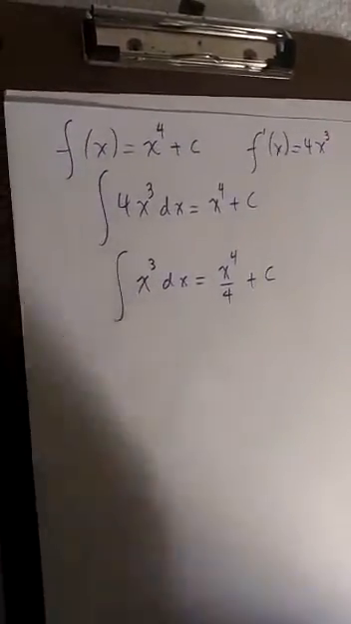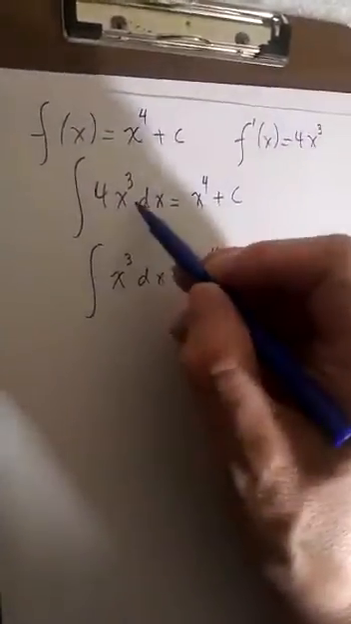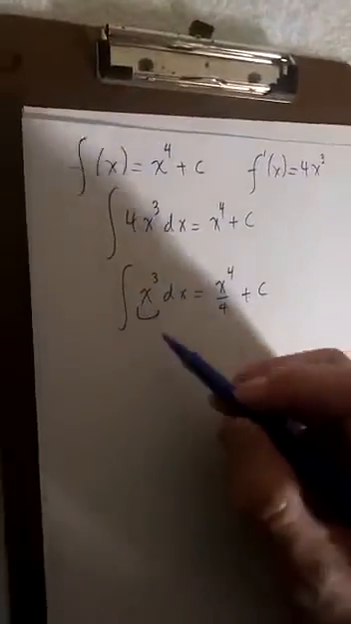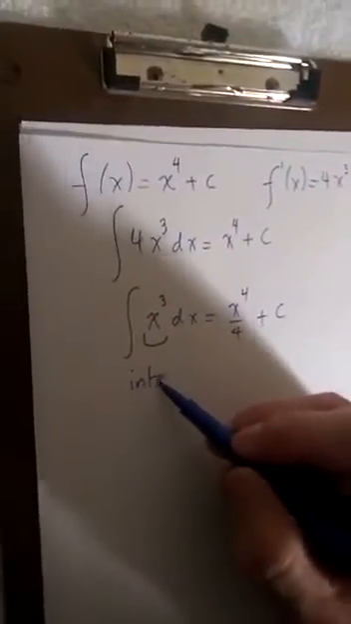Okay, this is called the integrand. 4x cubed is the integrand. x cubed is the integrand.